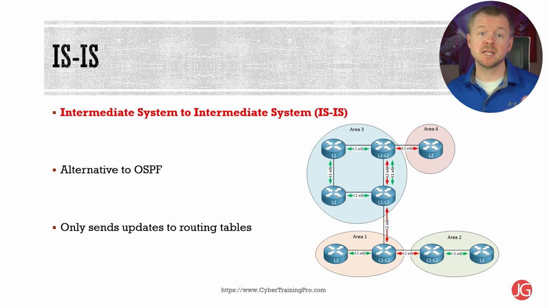The intermediate system to intermediate system, or ISIS, is the only other option when it comes to link state dynamic routing protocols. It's very similar to OSPF because it uses areas and it only sends updates to routing tables. The big advantage of ISIS is that it worked with IPv6 from the start, but it's not very common in the real world.